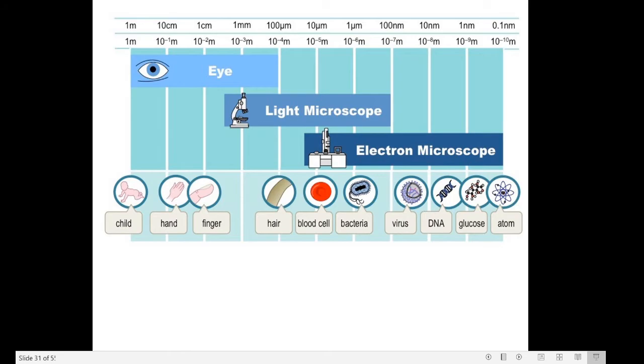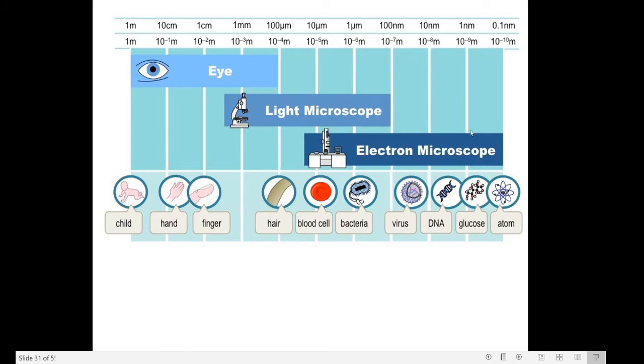Then 1 nanometer is visualized by TEM analysis. That is the glucose molecule, 1 nanometer. DNA has another 1 nanometer, so we can visualize the DNA under TEM analysis. Virus is 10 power minus 8. Bacteria are 10 power minus 6. Blood cells are 10 power minus 5 meters. Hair, we can also visualize.